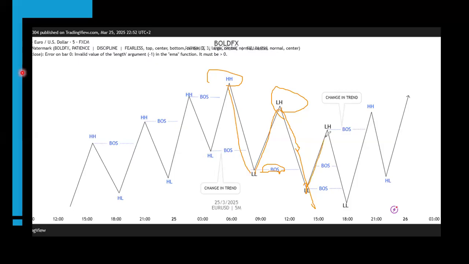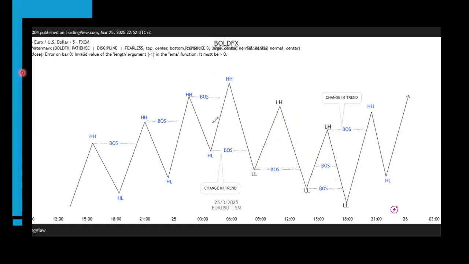Price created another lower high, creating a lower low, then breaks your strong swing structure, creating a higher high. This is what we call a bullish trend change, price changing from a bearish market to a bullish market. I hope that has made sense.